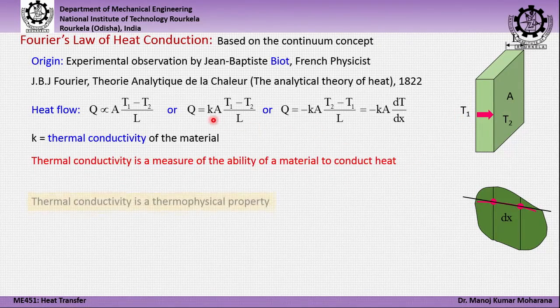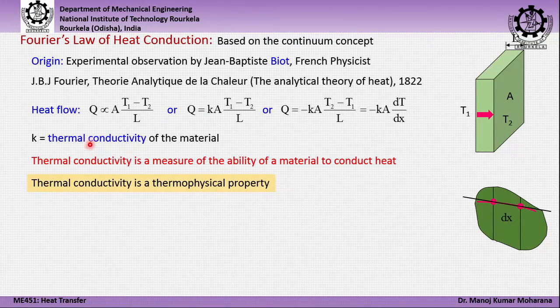Here this constant of proportionality K is known as the thermal conductivity of the solid medium, and it indicates the ability of the material to conduct heat. That means the higher the thermal conductivity of a medium, the easier it is for heat to flow; the lower the thermal conductivity of the medium, the more difficult it is for heat to flow through the solid medium. This thermal conductivity is a thermophysical property of the solid. That means from one material to another material, the value of thermal conductivity will vary.